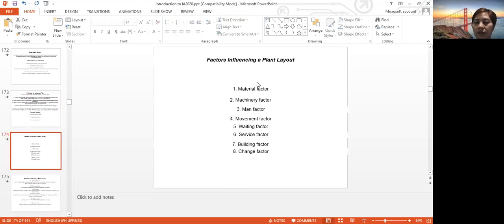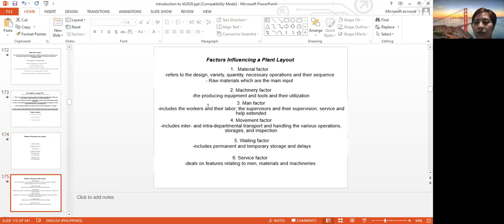Okay, so here are the different factors influencing a plant layout. First, we have the material factor. It refers to the design, variety, quantity, necessary operations, and their sequence. These are the raw materials, which are the main input.